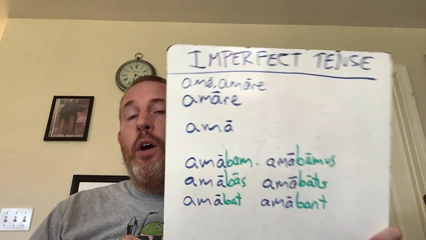Right there, Latin 1. It's time to re-review the imperfect. Okay, so the imperfect tense, as you know, you translate it as "was loving." It's in the past, but it was ongoing in the past. So for the imperfect tense, I wrote down what all the steps look like.